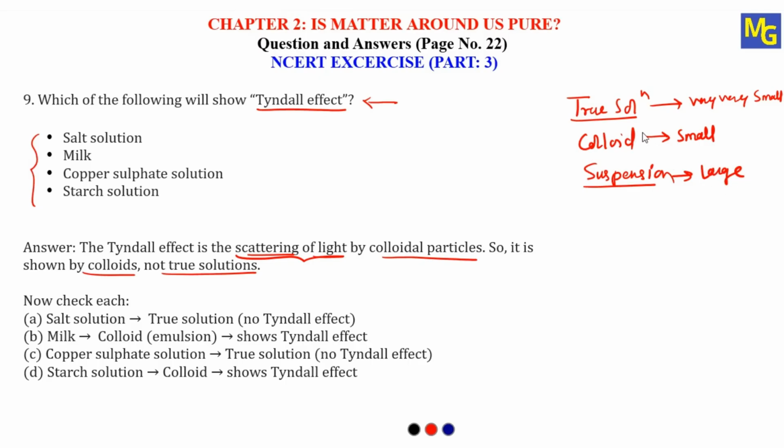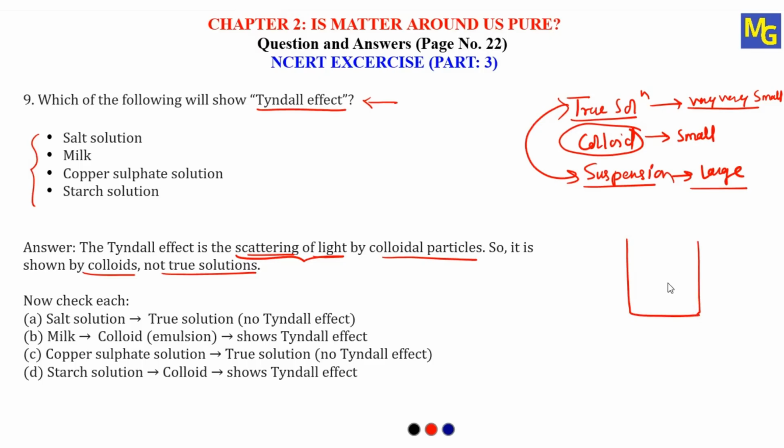So remember, the particles present in a colloid will have a size in between true solutions and suspension. They should not have a very small size and they should not have a very large size. Then only these particles can scatter the light. So what do you mean by scattering?